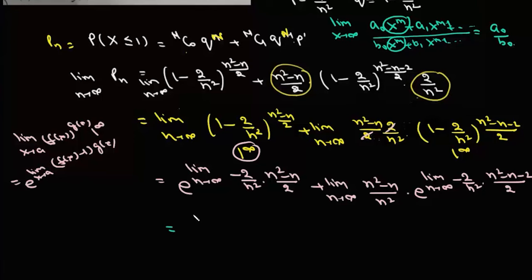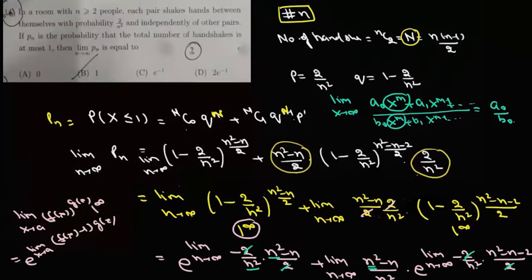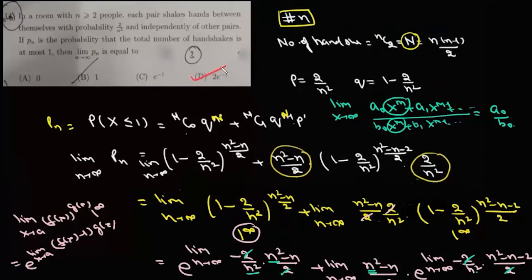So here if you want to look at, this is e. Now here the highest power is n square. Here also the highest power is n square. Coefficient is minus 1. So this is e to the power minus 1 plus. Now here the highest power is n square. Coefficient is 1. So it will be this 1 into, and here again this is n square, this is n square. We have this minus sign, so it will be minus 1. So the answer to this limit will be 2 e to the power minus 1, and that's your option D.